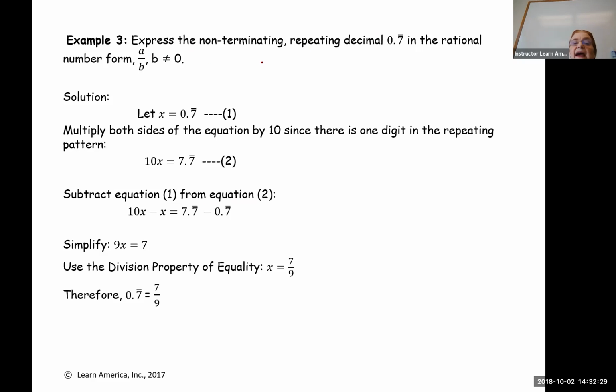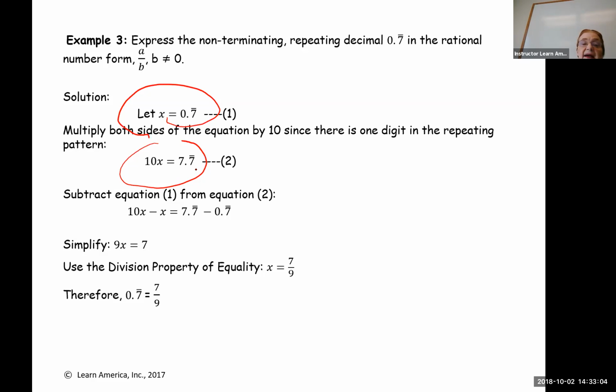Now let's take a look at a non-terminating repeating decimal, 7/10, and see how this can be put into the form a over b, where b is not 0. So we take the repeating decimal 0.7, or continuing. That means 0.7777 going on indefinitely. If we multiply both sides of this equation by 10, notice you get 10 times x is 7.7, and then the 7 part, the decimal part, just keeps repeating.